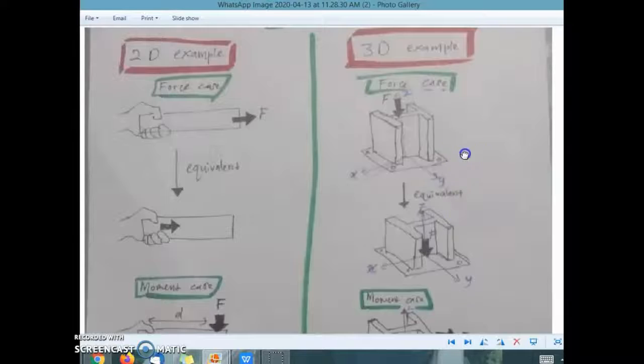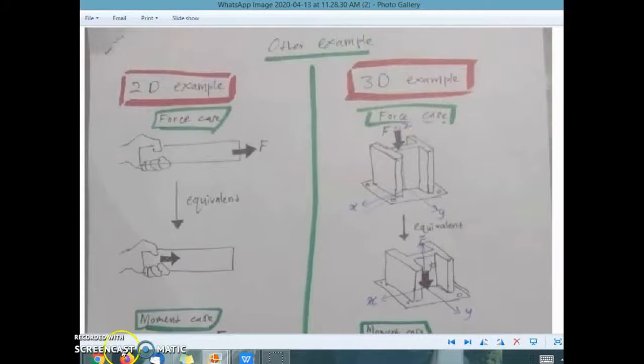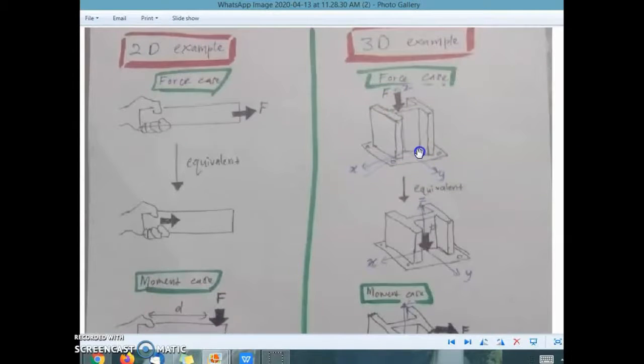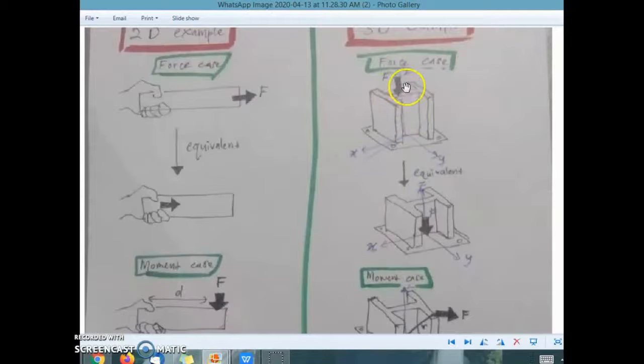Okay. How about the 3D example? The 3D example is the same thing as 2D. If we have a force here in the same axis as the z-axis, this external force, the effect will be felt at the source where the rigid body started. In this case, in the origin. So the external force here, the effect will be the same internally here.